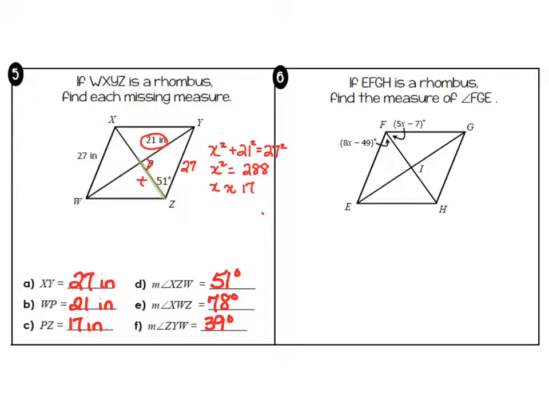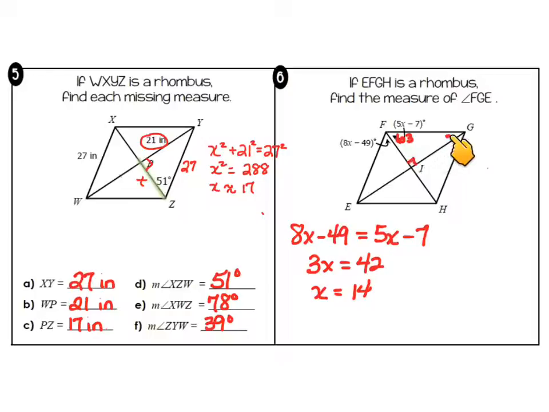Okay. Next, we are given these 2 pieces here. Find the measure of angle FGE, which is this little piece right here. Well, what we know about these 2 angles right here is that they're equal to each other because we have an angle bisector with rhombus. And so we can solve for x, and x is equal to 14. And then if I plug in 14, I get 63. And I'm looking for this piece here, so make sure you mark up what it is you're looking for so you know when you're done.